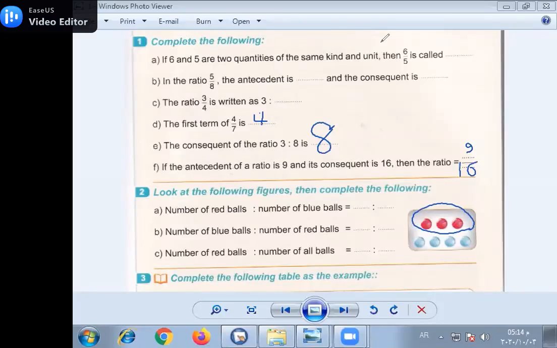Number of blue balls: 4. Number of red balls: 3. Okay, which one do I write first in the answer, in the first space? 4. Are you sure? Yes. Number of red balls. How many red balls are in this picture? 3. So I'll start with the number 3, then the number of blue balls, and we said it is 4. So the ratio will be 3 to 4.